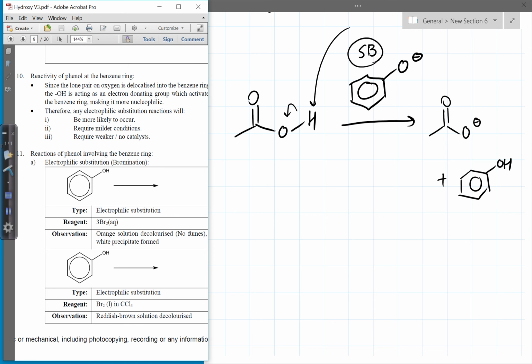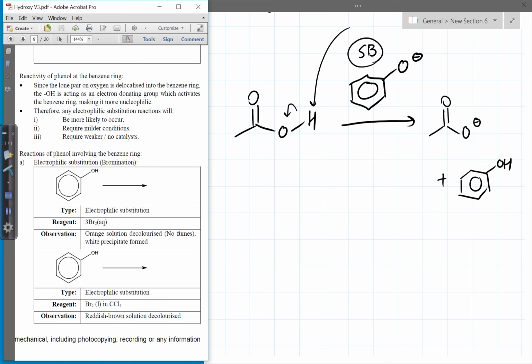Next, reactivity of phenol at the benzene ring. Since the lone pair on oxygen is delocalized into the ring, OH is acting as an electron donating group, right? By the resonance effect, take note, right, which activates the benzene ring, making it more nucleophilic. Therefore, any electrophilic substitution reactions will be more likely to occur since the ring is more electron rich, require milder conditions, and you require weaker or no catalyst since it's activated, right?